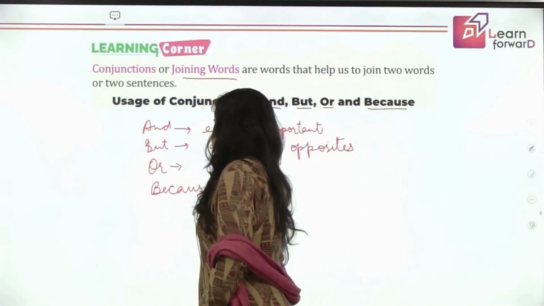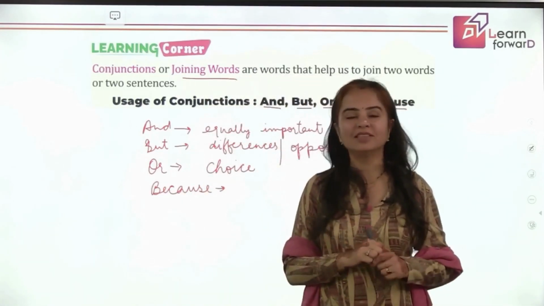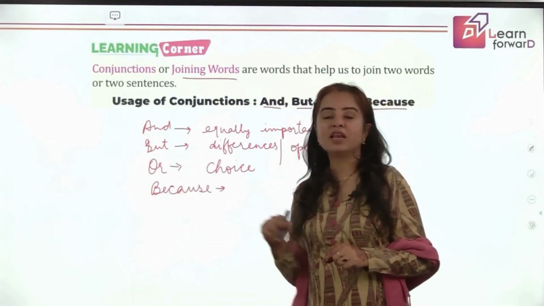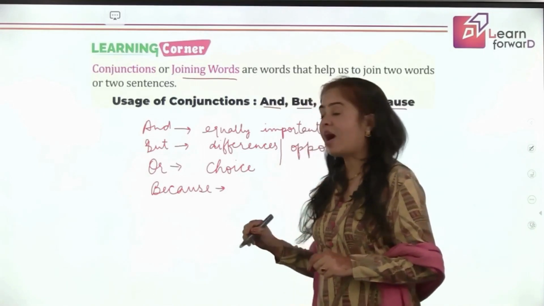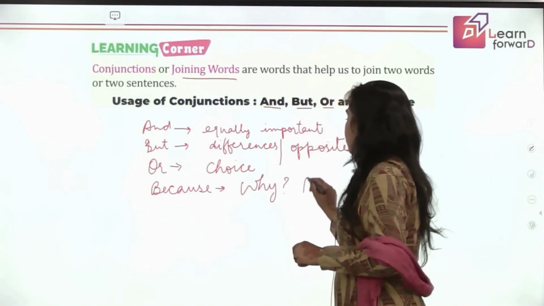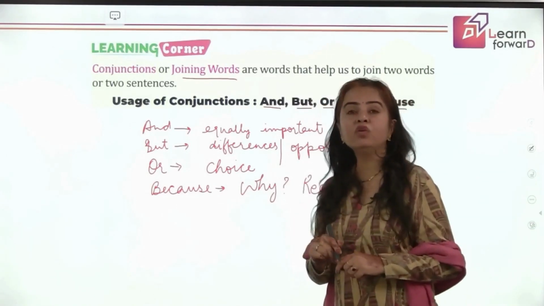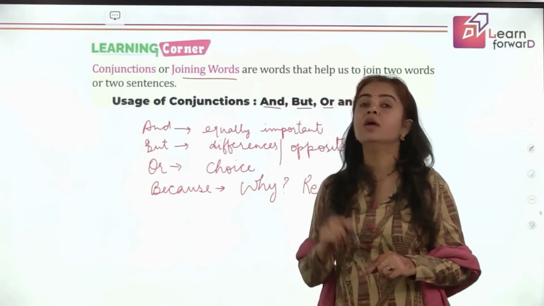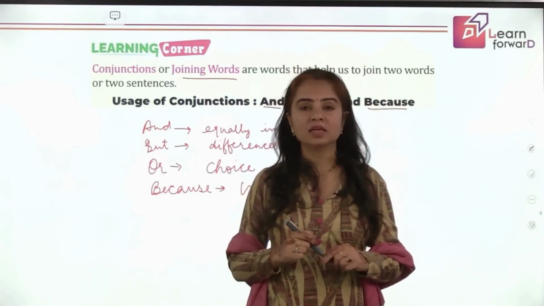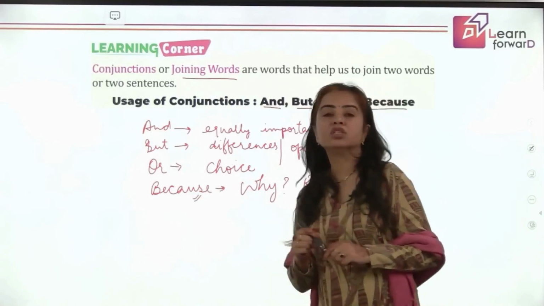And why do you use it? You have already used this word so many times in your question answers in different subjects, isn't it? And this word gives an answer to which question? Why? Whenever there is a question on why, that means whenever you have to give a reason. Suppose I say, why are you working hard? You say, because I have to get good marks. I have to stand first in the class. So the reason you are giving, and you are using the conjunction because.